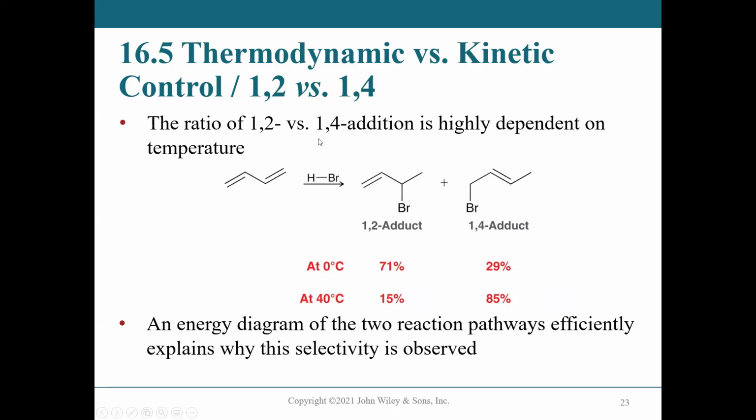So the ratio of 1,2 versus 1,4 addition is highly dependent on the temperature. So at 0 degrees, we're going to see the 1,2 adduct. At 40 degrees, we'll see the 1,4 adduct. And then on the next slide, they show you an energy diagram showing you why this is.